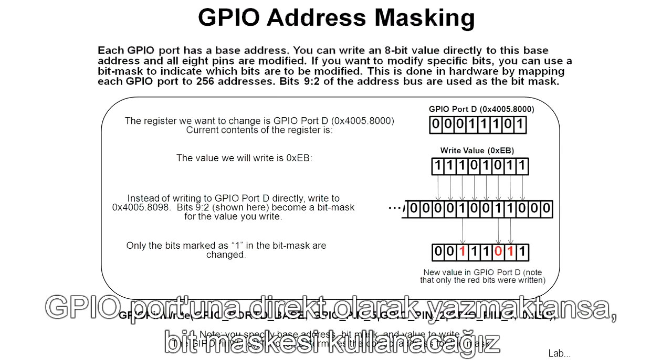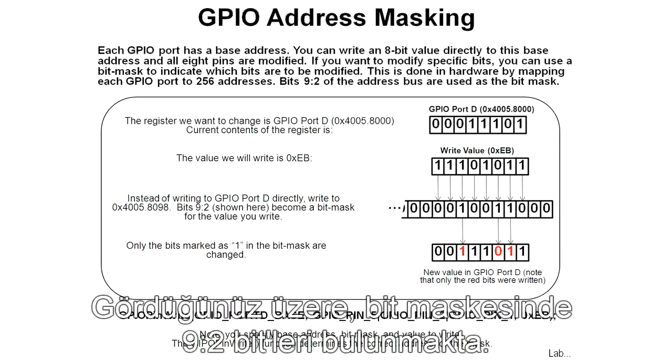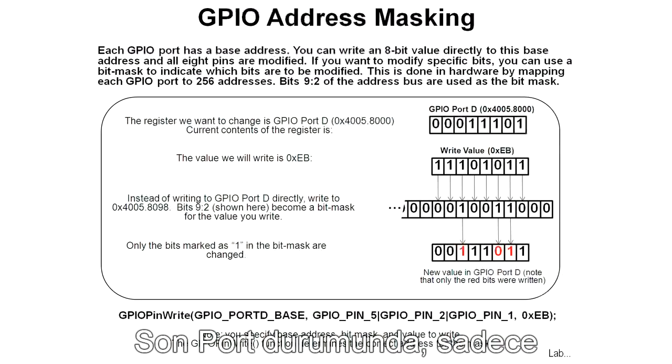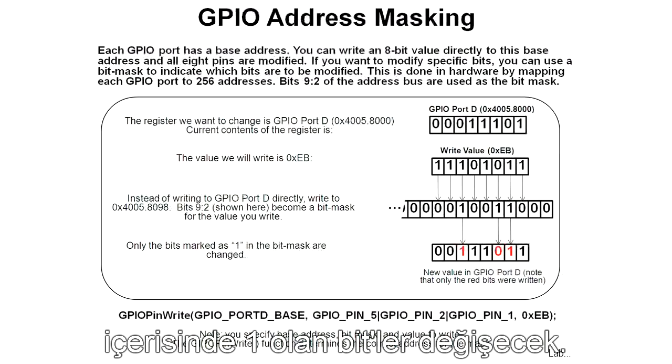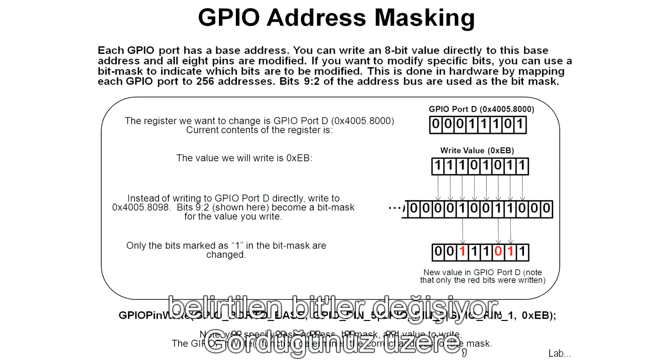Instead of writing to the GPIO port directly, we're going to use a bit mask, and we're going to specify that bit mask as shown. And you can see in the bit mask, the 9 to 2, the bottom one is a 0, and then the next one is a 1, and then a 1, a 0, a 0, and a 1. Only the bits with 1s in them will be changed in the final port. So only the bits marked as 1s in the bit mask get changed.